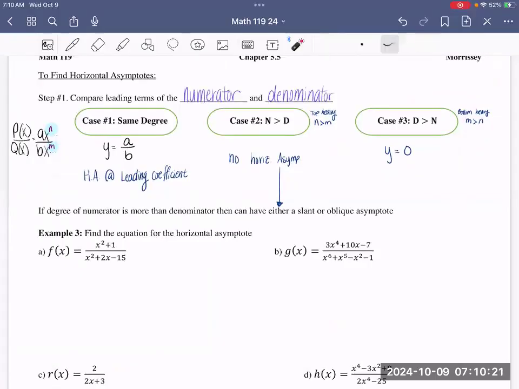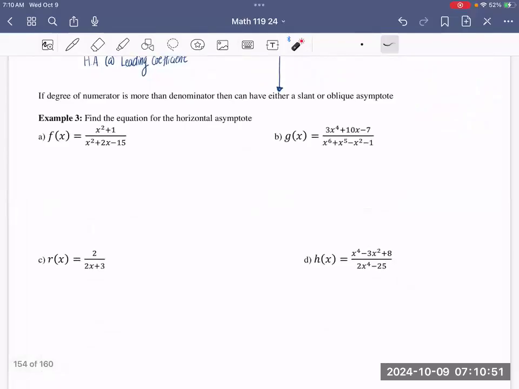So you either look at if they are the same degree, it's your leading coefficients. If it's top heavy, most likely you don't have one. If the degree above is just one more than the degree down below, you can have a slant or an oblique. And last, if you're bottom heavy, so the degree down below is bigger than the numerator, then you do have one at y is equal to 0. So those are your three cases here. Again, we're not going to get into slant and oblique. I will make a separate video on that if you're curious how to find them, but we will not really be tested on that.